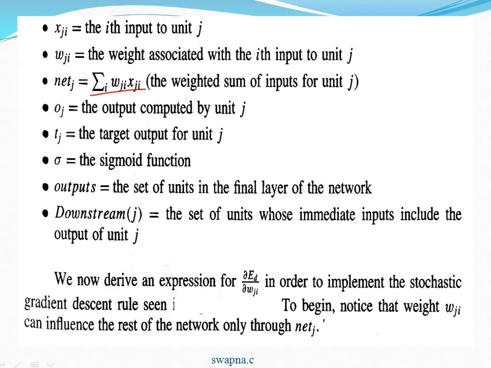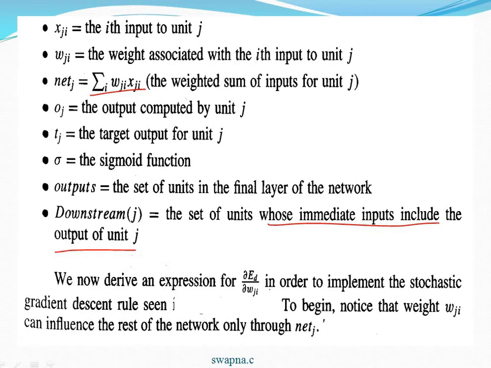What is Downstream(j)? The set of units whose immediate inputs include the output of unit j. The output we get at the j neuron is given as input to other units. That we call the downstream of j. If that particular neuron is in the hidden layer, its output is given as input to the output neuron. That is what we represent here as Downstream(j).